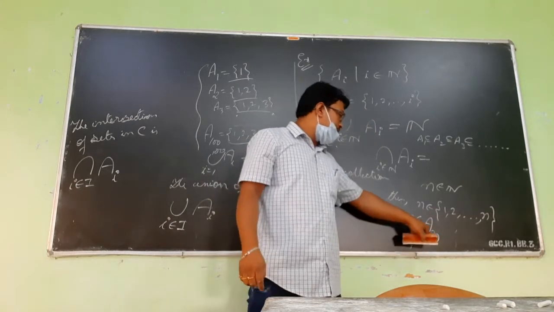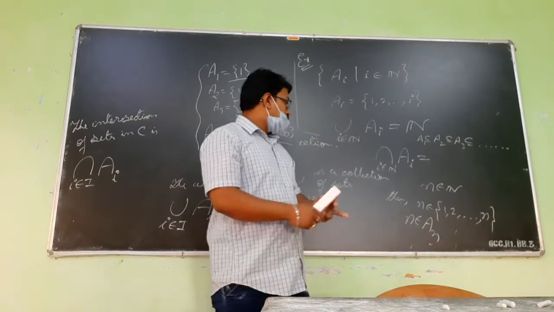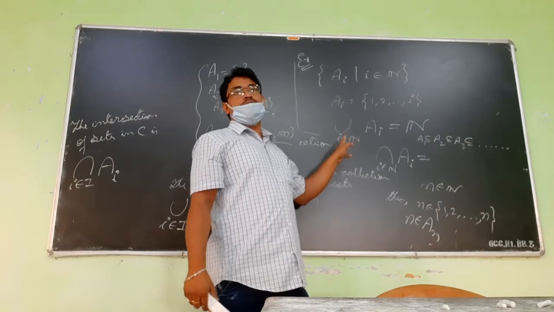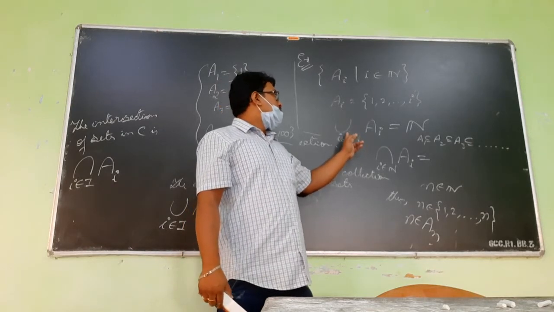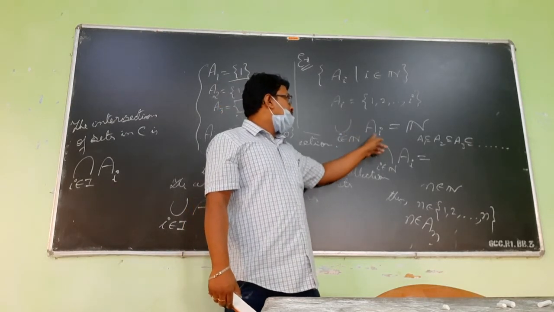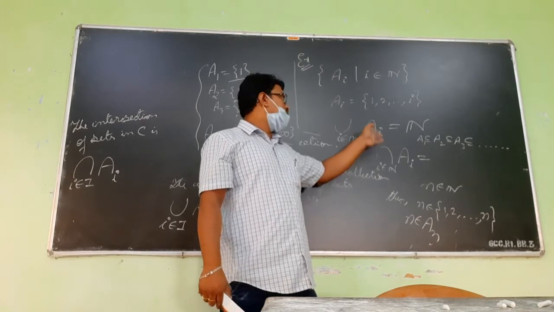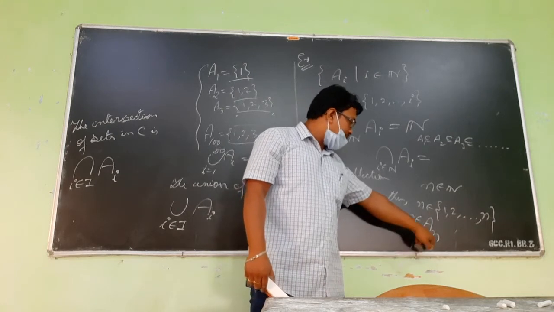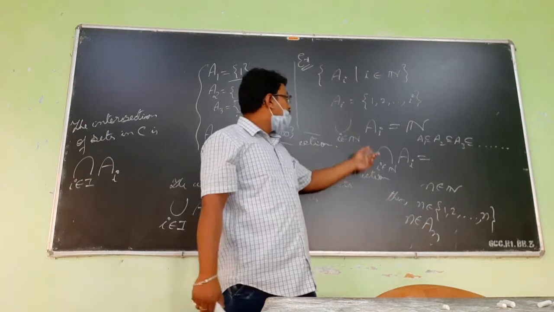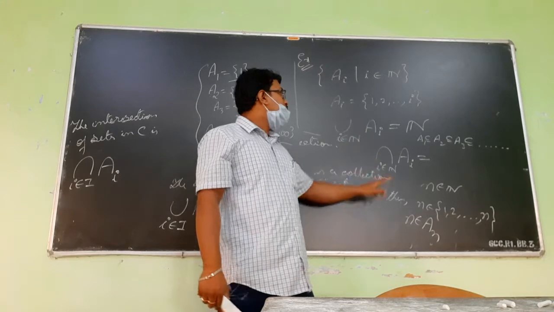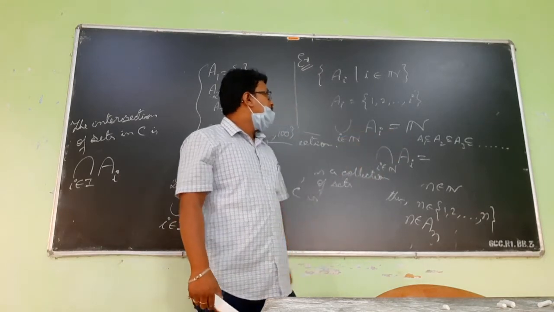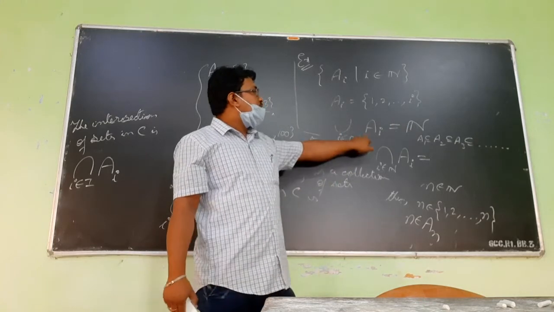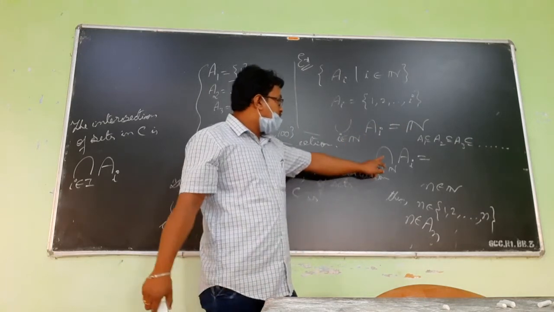n always belongs to A_n. So if n is there in one of the members, n will be there in the union. The union contains all the elements which are there in each of these sets. We already know n belongs to A_n, and so n also belongs to this union. So any natural number belongs to this union. So each is a subset of the other, and this union is actually N.